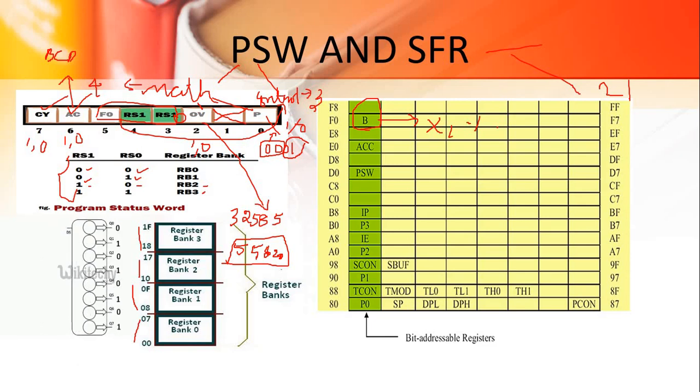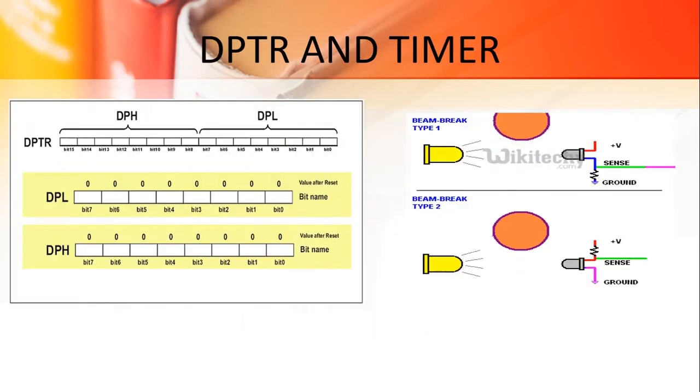If I'm using a serial port, then SCON and SBUF can be used. If I'm using a timer, then all these registers can be used in the timer. If I'm using data pointers, then I can use the higher order or lower order. This is the power control register. P0, P1, P2 and P3 are the ports. These are the interrupt priority and interrupt enable registers. This is the program status word, this is the accumulator, and this is the stack pointer. The stack pointer is the internal pointer, and the data pointer is the external pointer. These are some of the special function registers we have checked. Next one is the data pointer and timer.